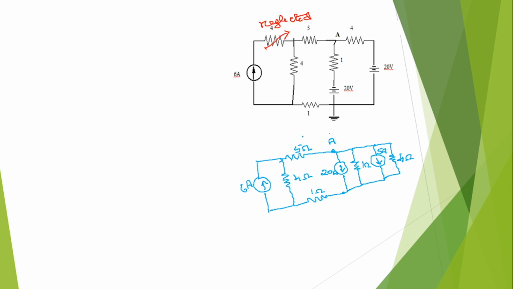Now I can apply node voltage to this circuit. To apply node voltage to this circuit, first I have to identify the nodes. Nodes are where 3 or more elements are connected. So this is the one node. This is the one node. And this is the another node, because all these points are same. So this is the another node. And here is the point, another node.